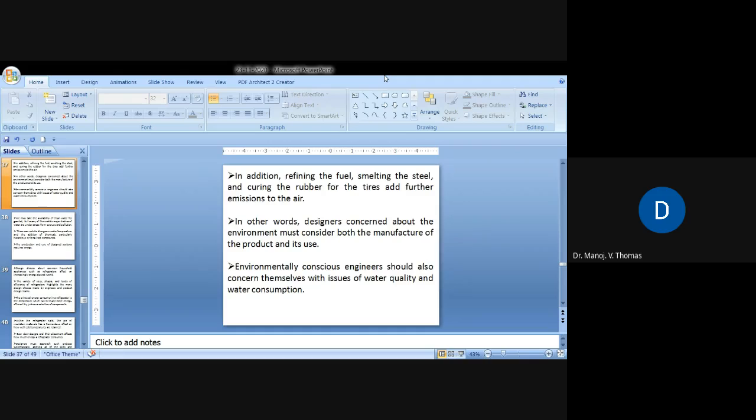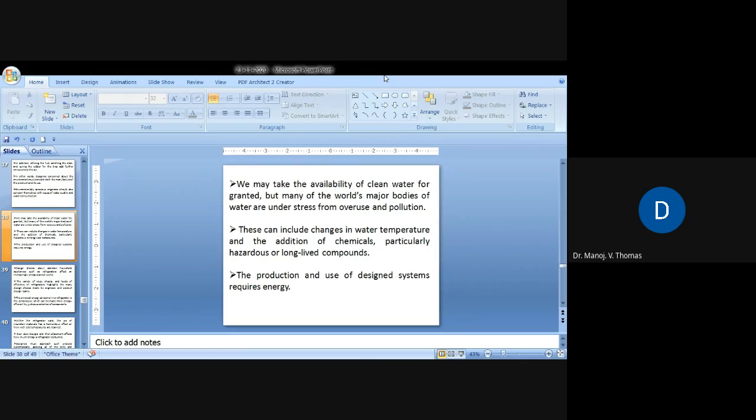Environmentally conscious engineers should also concern themselves with issues of water quality and water consumption. We may take the availability of clean water for granted, but many of the world's major bodies of water are under stress from overuse and pollution. We cannot take it for granted that pure water will be everywhere. And so we should be very careful. We should preserve our natural resources.